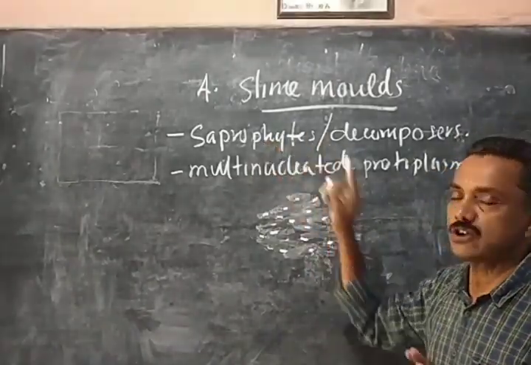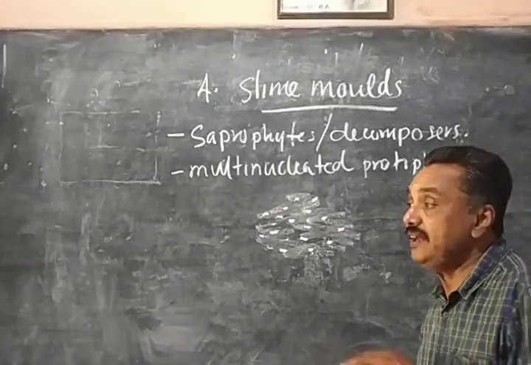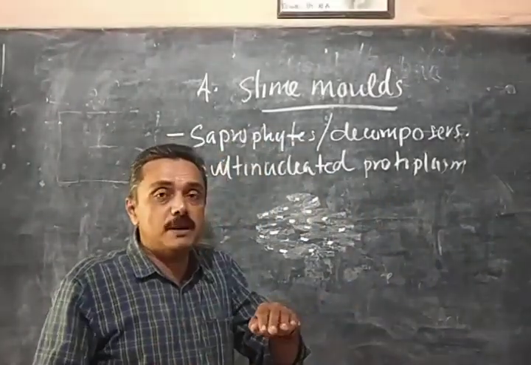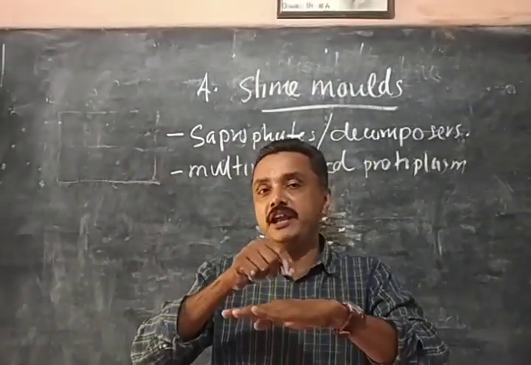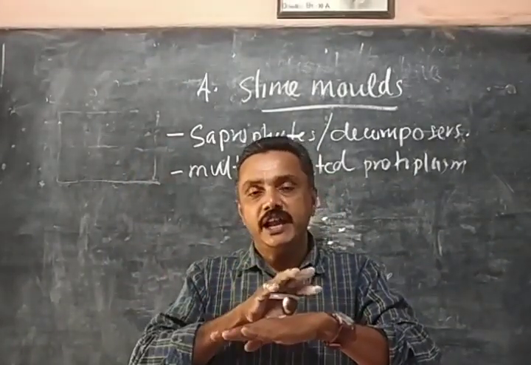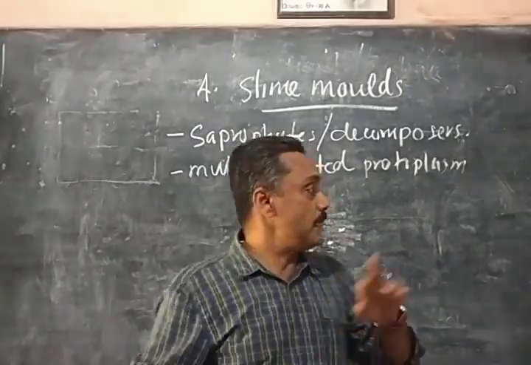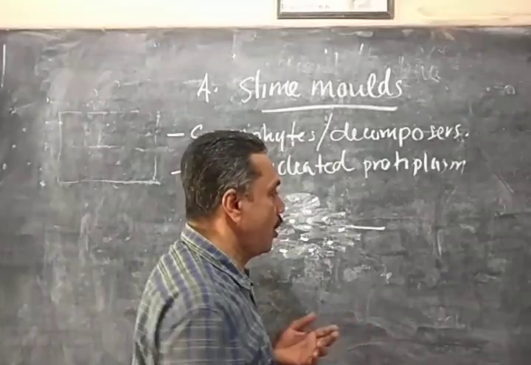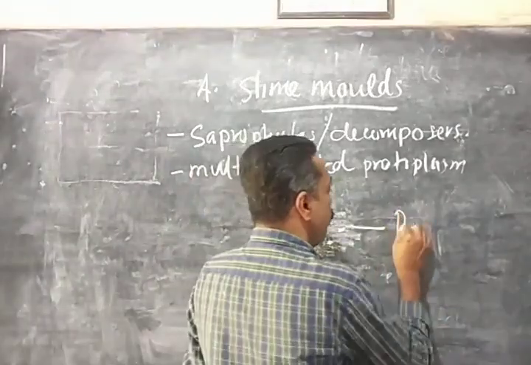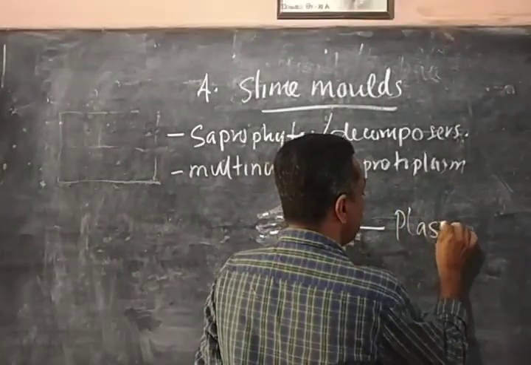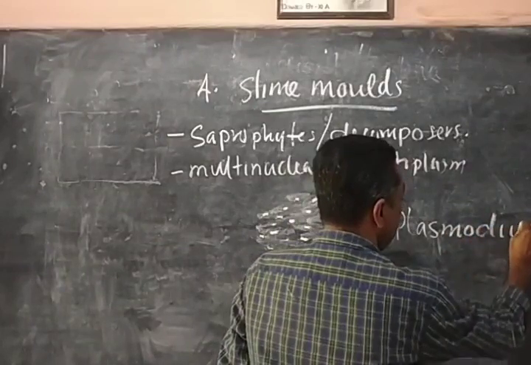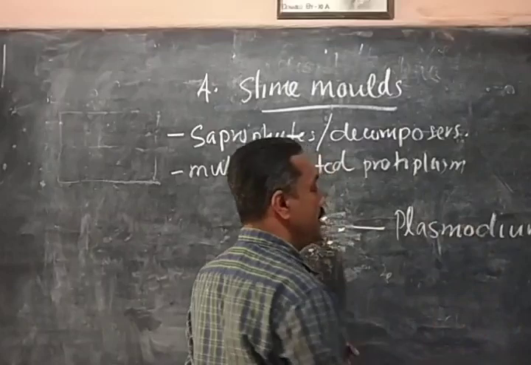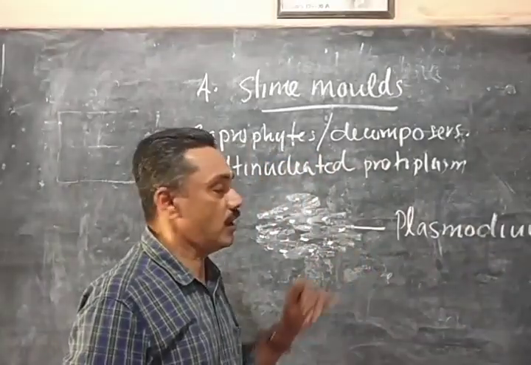They are saprophytes or decomposers. And this multinucleated protoplasm spreading out. Suppose a drop of blood is kept on the surface, what happens? It will spread like that. So this multinucleated protoplasm spreading over the surface is called plasmodium. See, a mass of multinucleated protoplasm spreading over the surface is called plasmodium.